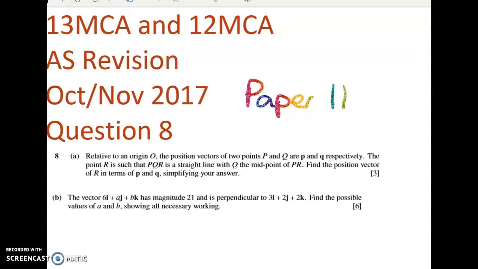This is your favourite topic from the AS papers, vectors. So I've got two questions here. One looks really awful but actually is fine. And the second one is kind of a classic AS question, and it's using two of the big ideas that come up in AS for vectors, which is magnitude and also what it means for two vectors to be perpendicular, which comes down to the dot product or scalar product. So let's get into them.